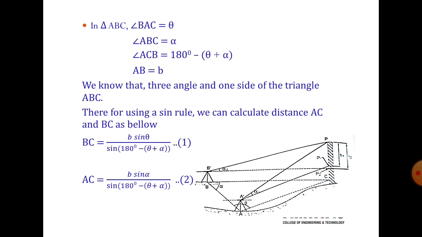Now we use the sine rule to find the distance of AC and BC. As per the sine rule, BC divided by sine theta equals b divided by sine of 180 minus theta plus alpha, and AC, this one formula is the sine rule. Clear? So BC equals b sine theta divided by sine of 180 minus theta plus alpha, and AC equals b sine alpha divided by sine of 180 minus theta plus alpha.